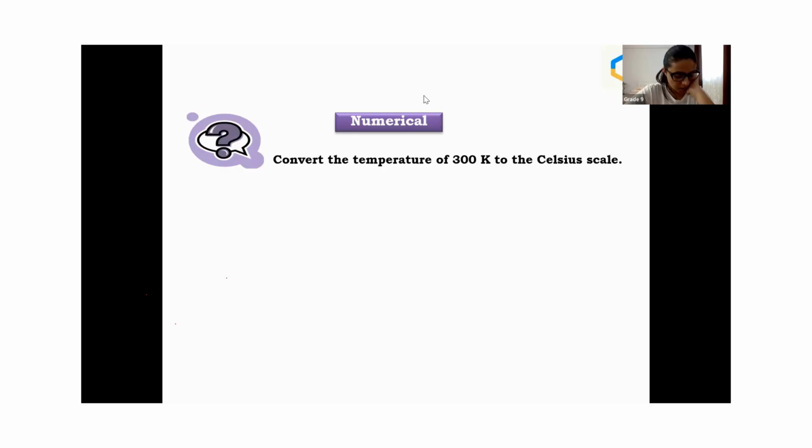But my answer is 26.85. Okay, who all are writing K? No, it's not K, it's C. Does anybody got this one as answer? 26.85 degrees Celsius. Anybody got this one as answer? Okay, so yes, this is the correct answer. Okay, so next one.